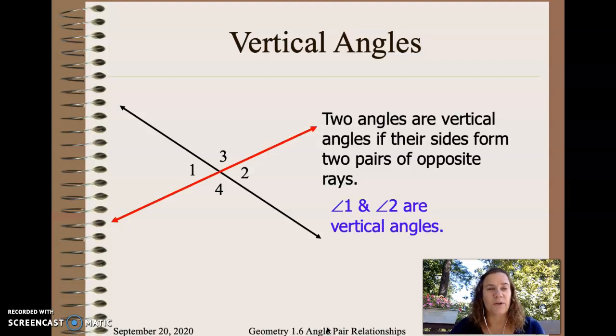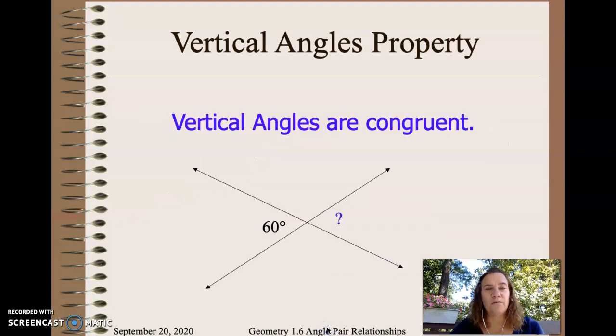So, angles 1 and 2 are a pair of vertical angles. Angles 3 and 4 are vertical angles. Vertical angles are always congruent. That's our vertical angles property.